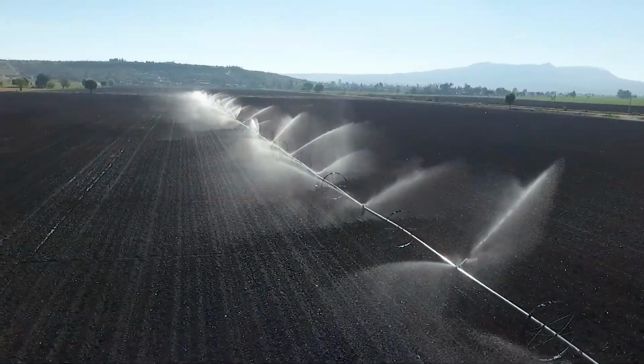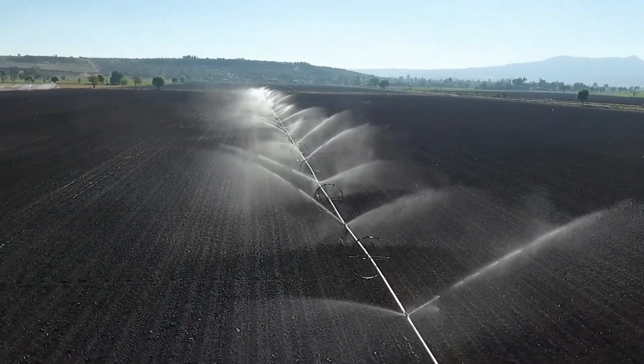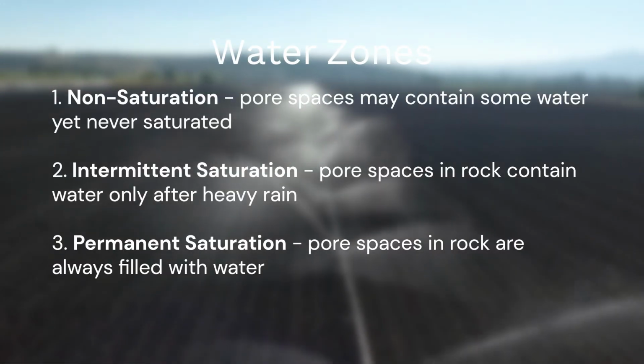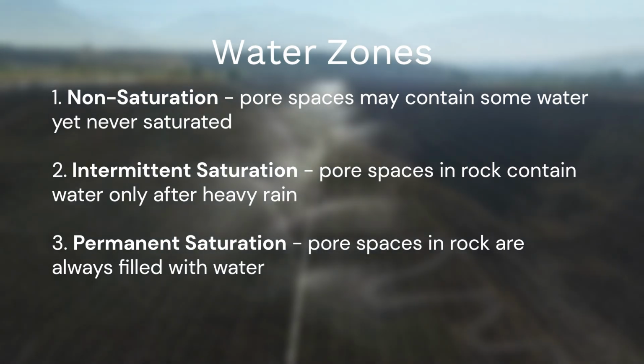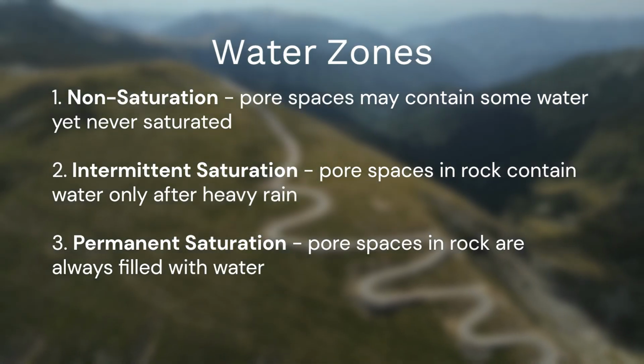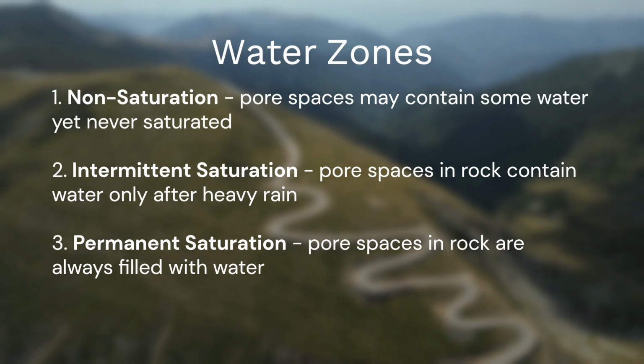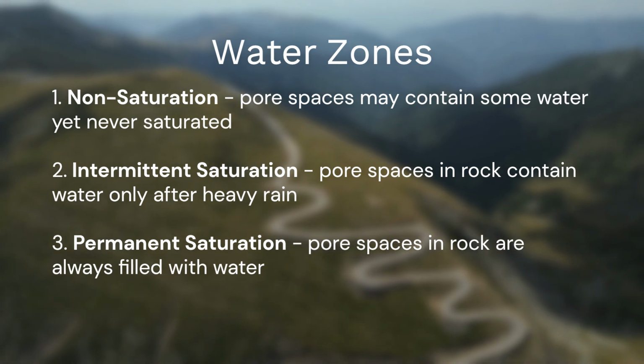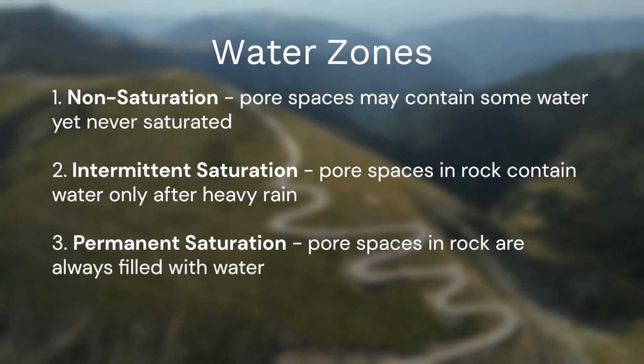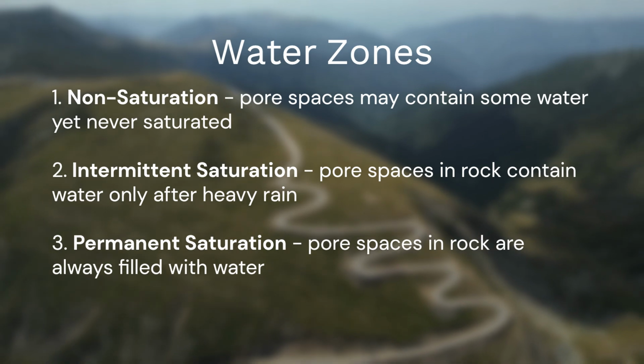Below the surface, there are distinct water zones. Non-saturation: pore spaces have some water, but are not fully saturated. Intermittent saturation: water temporarily fills pores after heavy rain. Permanent saturation: pore spaces are always filled with water, forming the groundwater we rely on.